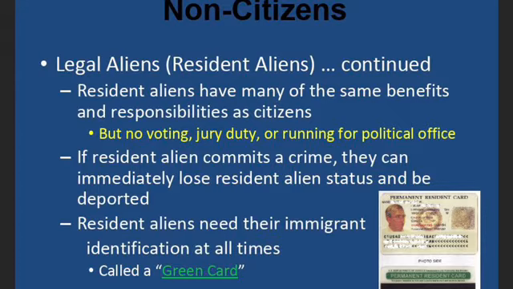Now, the second part of question number 7 says, what are 3 things that resident aliens cannot do that citizens can? And the 3 are found right here on this page in yellow. Resident aliens cannot vote. We don't want non-citizens voting for our leaders. Therefore, since they can't vote, they also can't serve on a jury because they would not be in the jury pool. And the final thing resident aliens cannot do is run for political office.